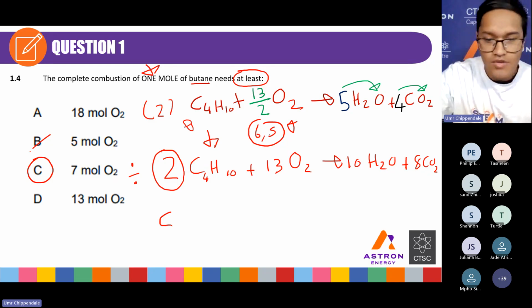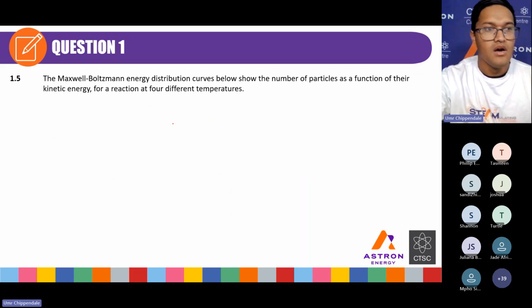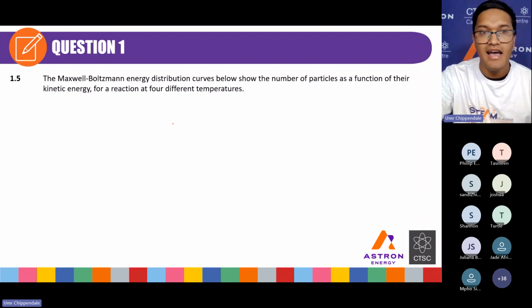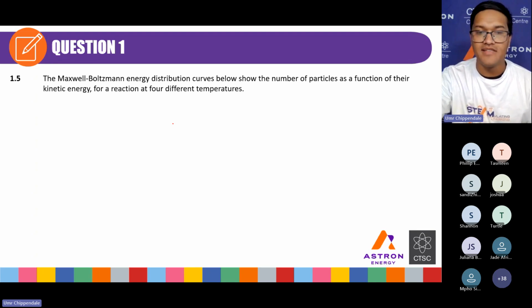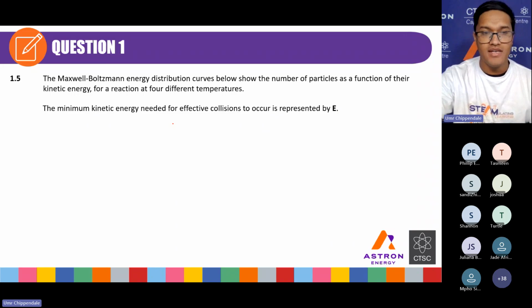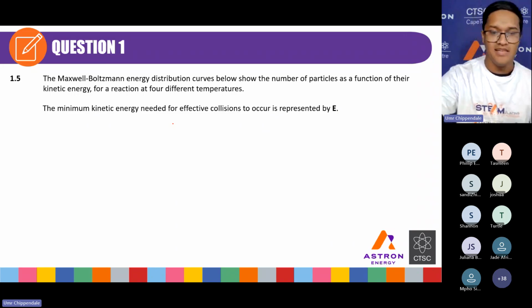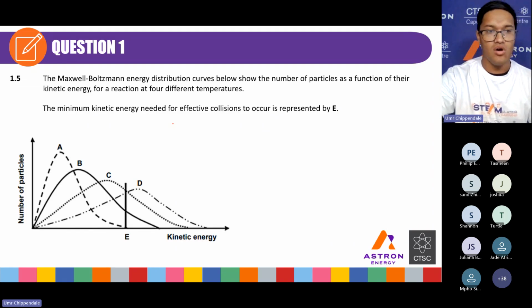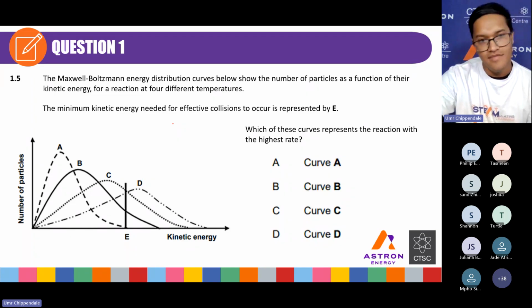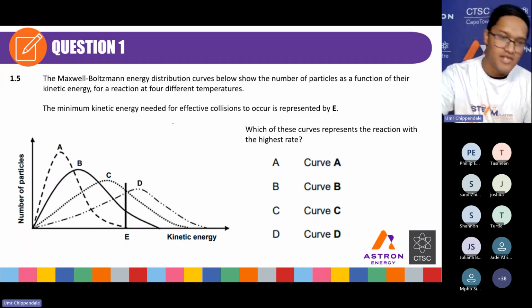Okay, now moving on. 1.5. The Maxwell-Boltzmann energy distribution curves below show the number of particles as a function of the kinetic energy for a reaction at 4 different temperatures. The minimum kinetic energy needed for effective collisions to occur is represented by E. Here is our graph given. Which of these curves represents the reaction with the highest rate? Is it curve A, curve B, curve C, or curve D?